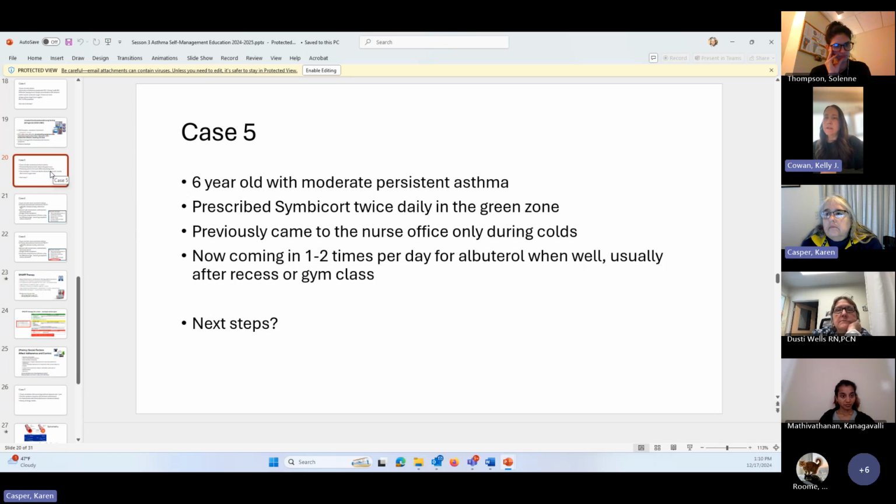Okay, so this one is a 6-year-old with moderate persistent asthma. She's prescribed Symbicort twice daily in the green zone. She previously came to the nurse's office only during colds to get yellow zone albuterol, and now she's coming into the office once a day and then eventually twice a day over a longer period of time for albuterol, even when she was well. And it's usually after recess or gym class, but then she would come in an additional time a day.